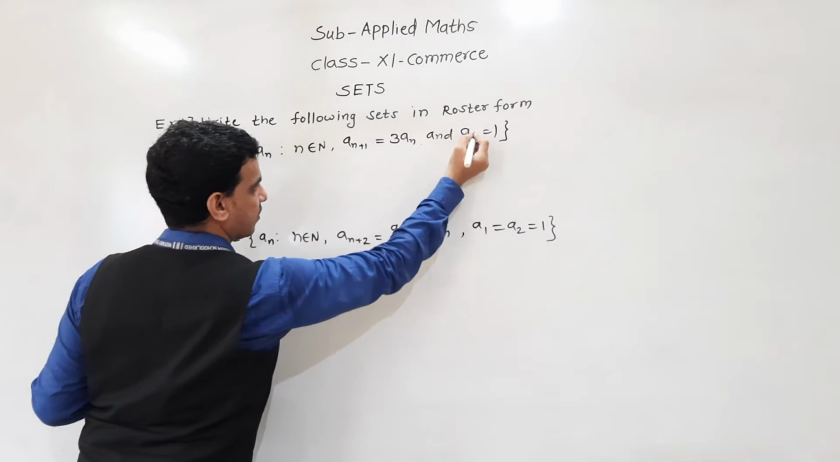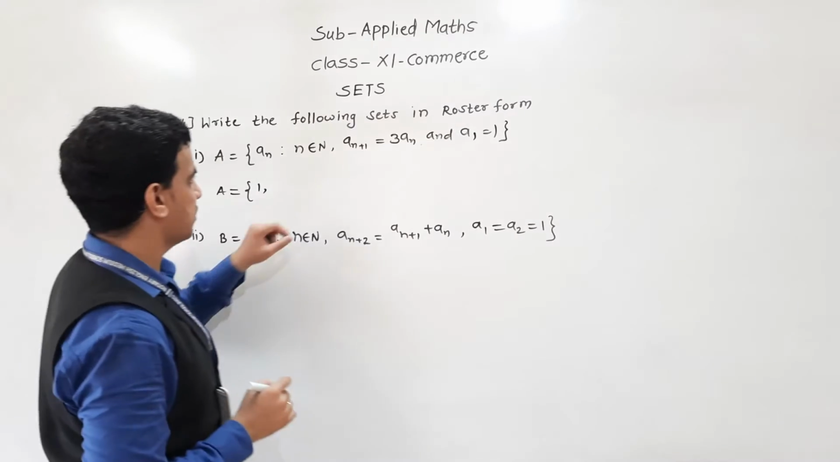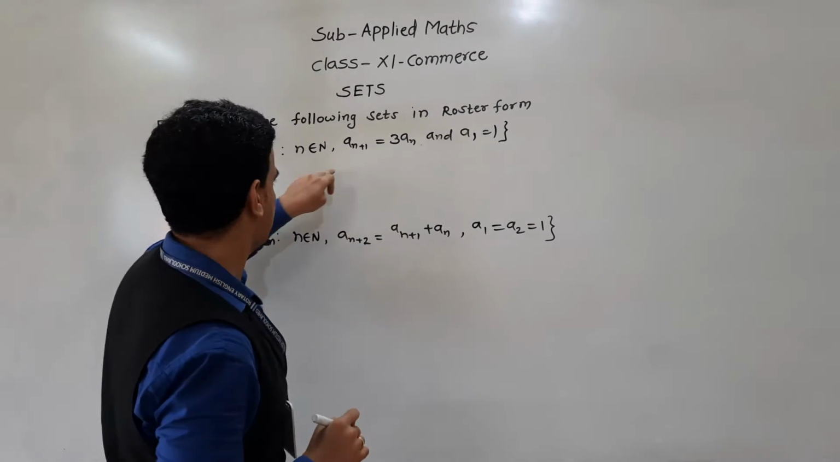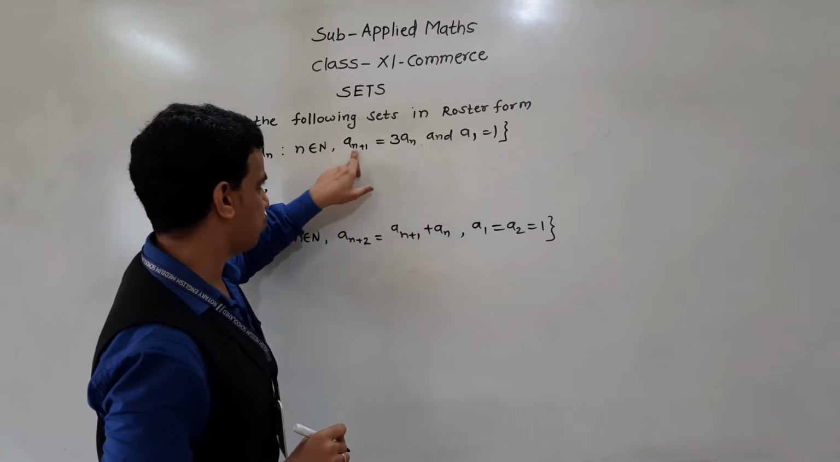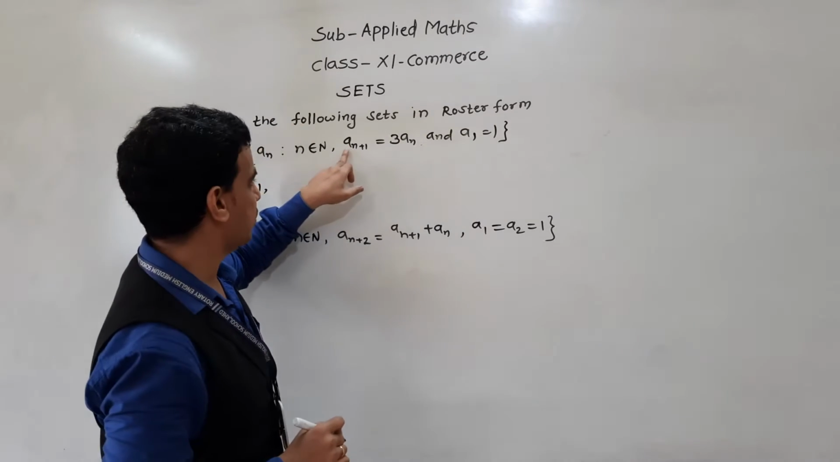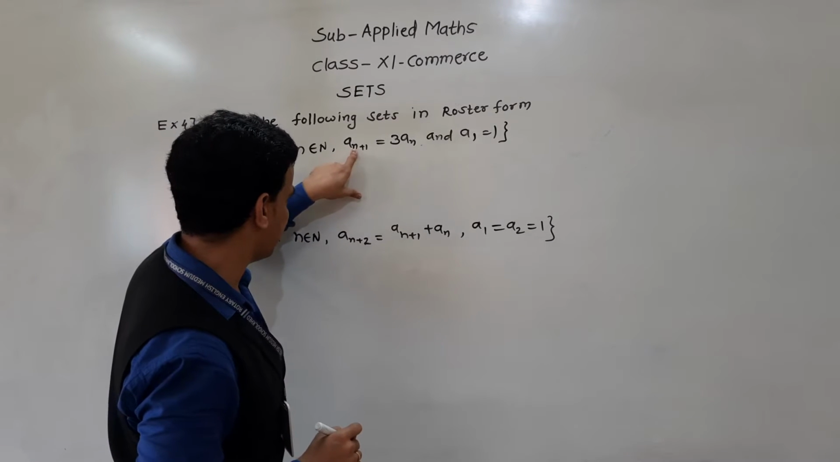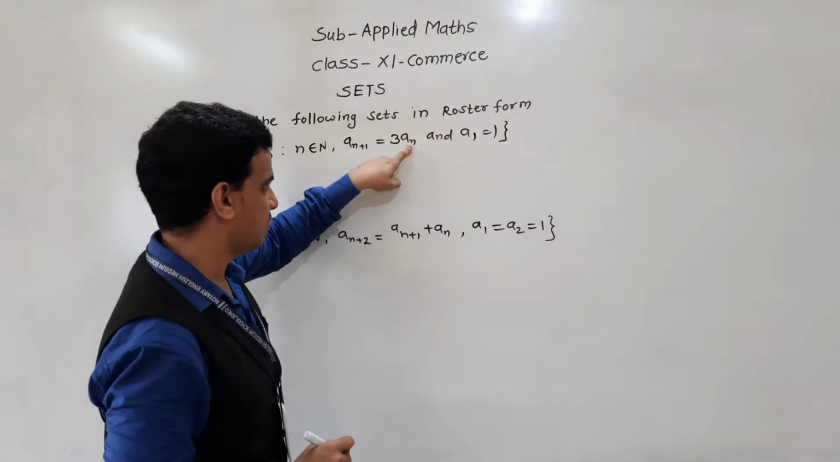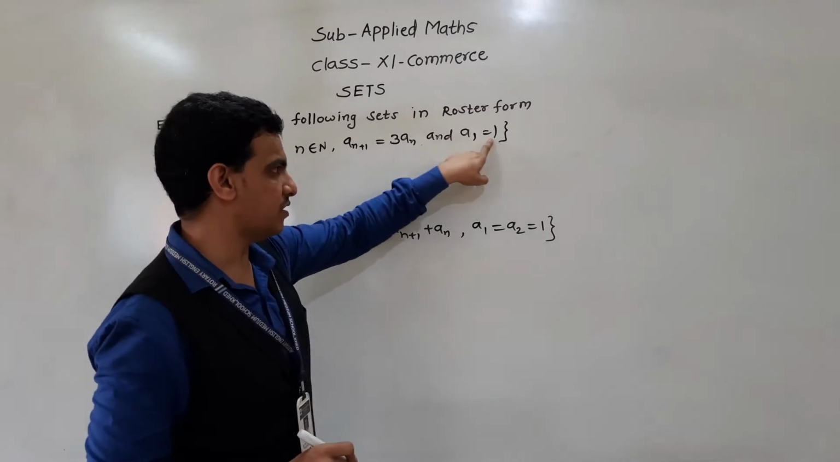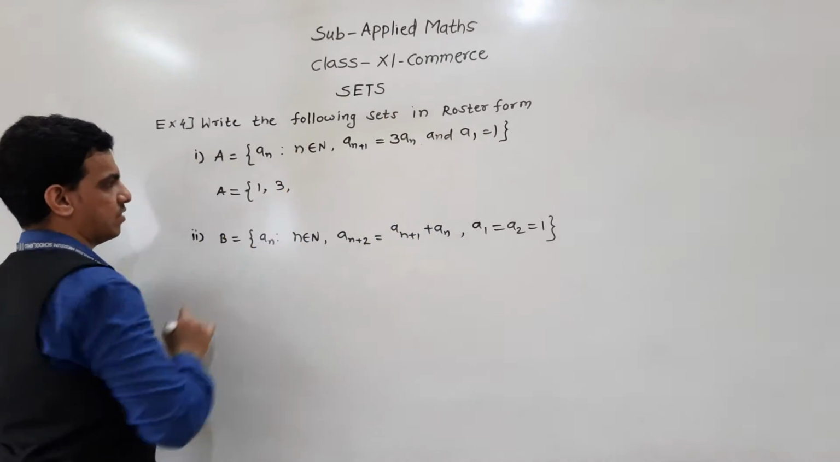First, it is a1. A1 is 1, given, so it is 1. Then if we put n equal to 1, we will get a2. So a2 is equal to 3 into a1. The value of a1 is 1, so 3 into 1 is 3. So the second term is 3.